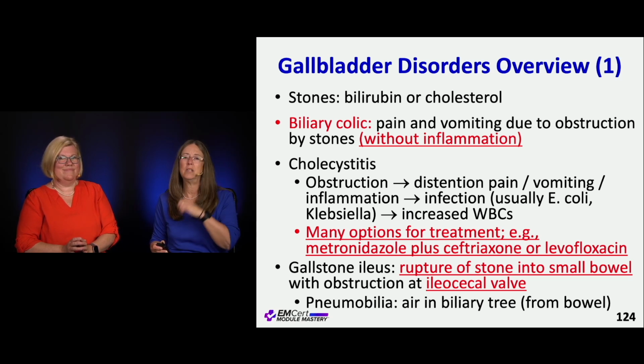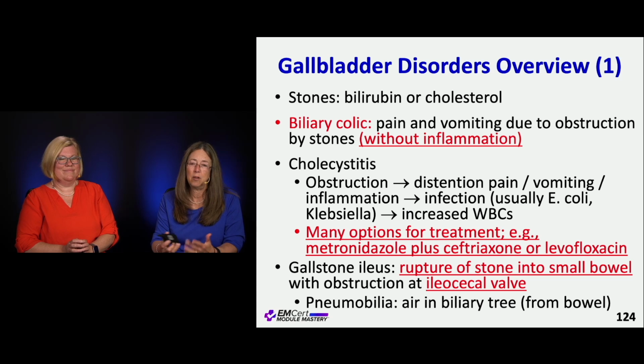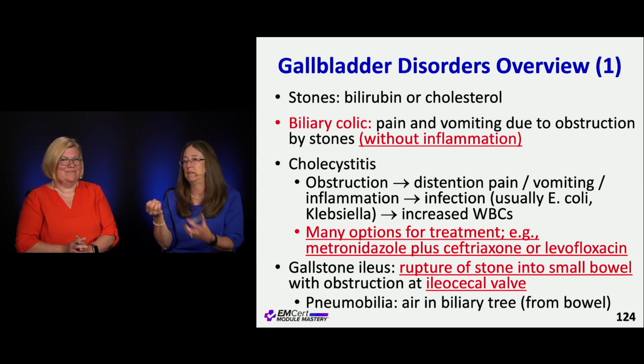Nausea, inflammation, they end up with increased white cells, they get a true infection, usually E. coli, sometimes Klebsiella. There are a lot of things that work for this, and there are different concoctions depending on your institution. The big key here is to cover those organisms, E. coli and Klebsiella. And gallstone ileus is kind of cool. I've only seen a couple cases of this, but it's so cool. This is usually a gallstone the size of your head.